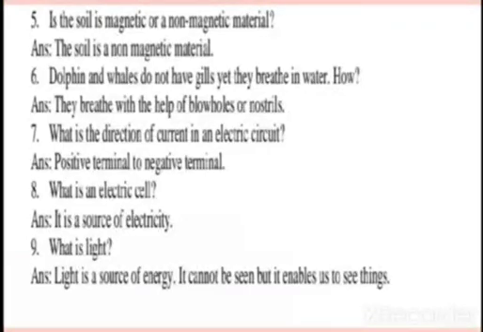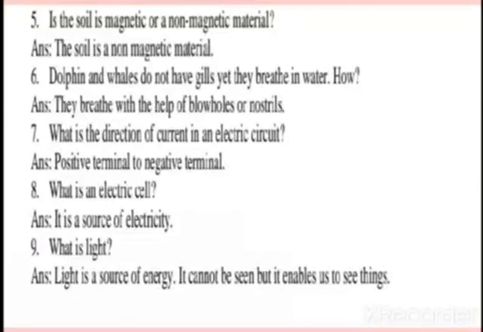Once again, dolphins and whales have one special organ, that is the blowhole, or you can say nostrils. So they breathe with the help of blowholes or nostrils. So dolphins and whales do not have gills, yet they breathe in water. How? Your answer is they breathe with the help of blowholes or nostrils.